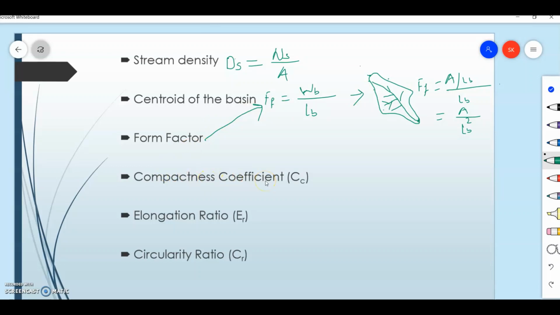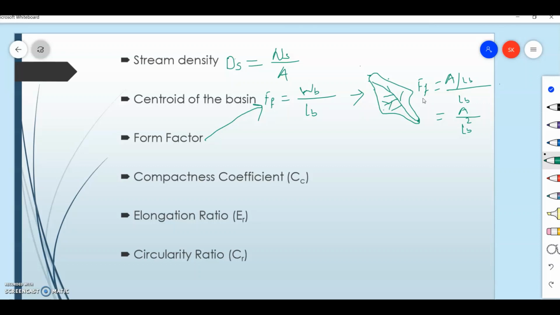Strahler is the scientist who defined this compactness ratio as the ratio of the perimeter of the basin to the circumference of the circle having the same area as the basin. So it is the ratio of two terms. The first term is the perimeter of the basin, divided by the circumference of the circle. If we assume this as a whole circle, then the circumference of this circle will be taken, and the ratio of the two will give us the idea about how compact this particular watershed is.